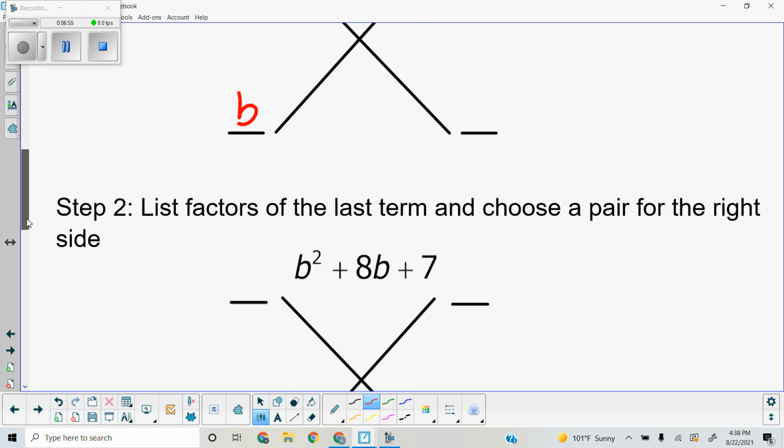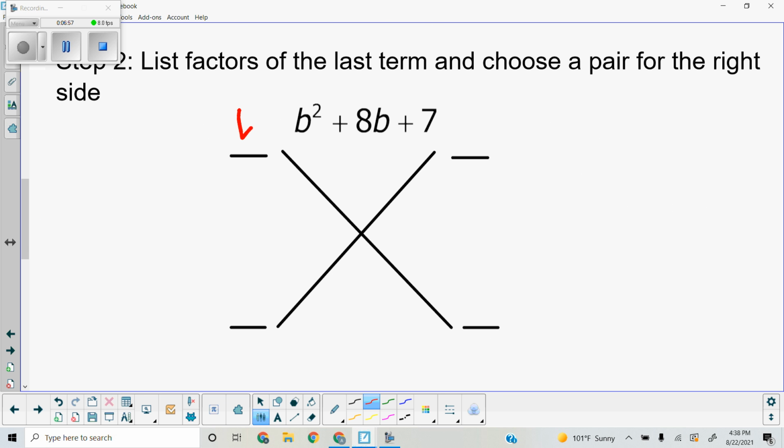Then we have our b's here. Step 2, list the factors of the last term. So to get 7, we can multiply 1 times 7. And that's the only factors. We're going to list those on the right.